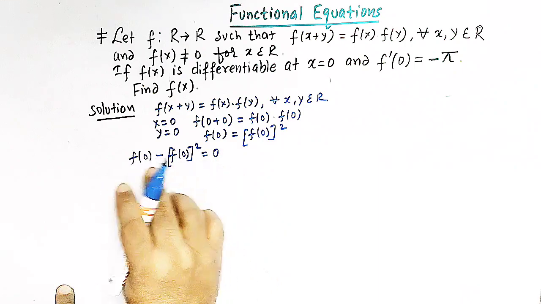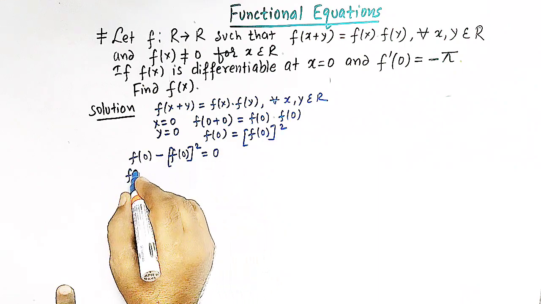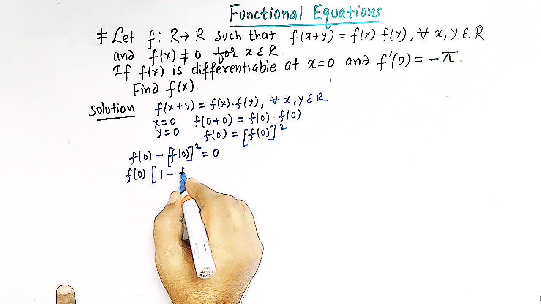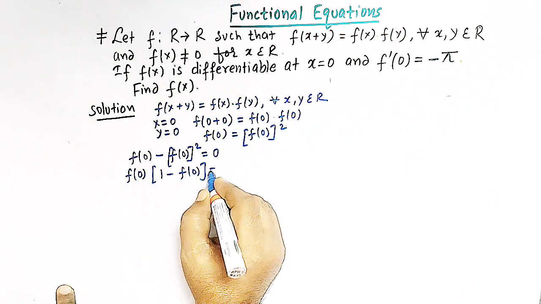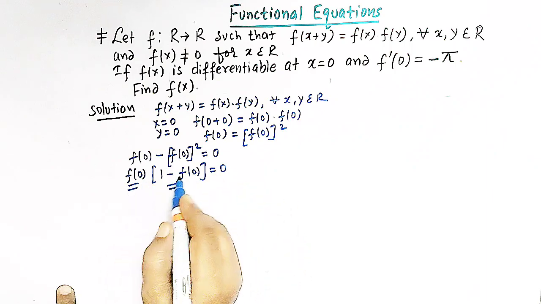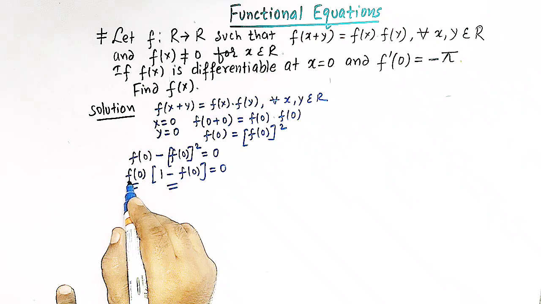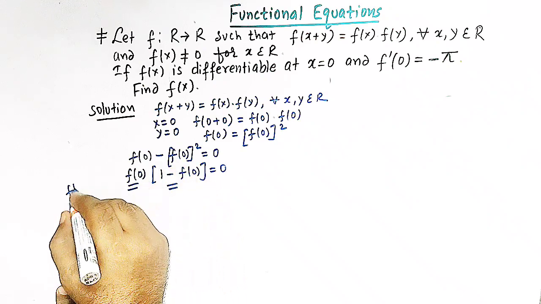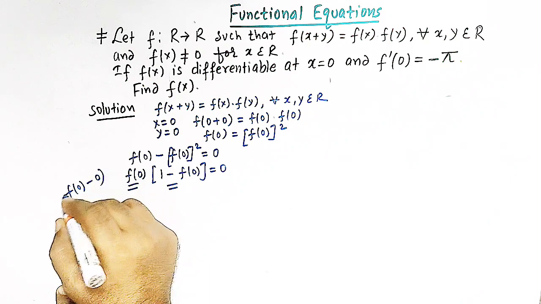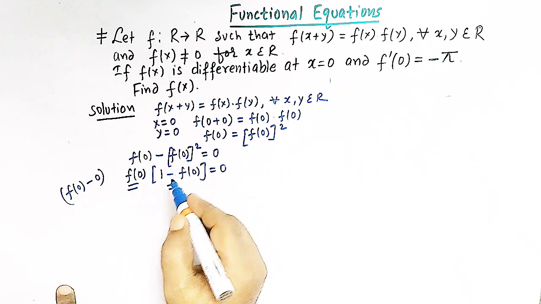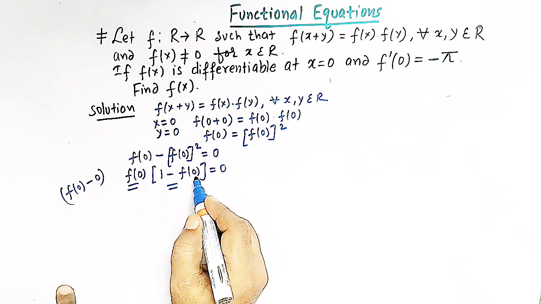Now we have an equation here. So let us take f of 0 common. So we have f of 0 times 1 minus f of 0. And here we can see that we have two factors. The first one is f of 0 minus 0, because we can take f of 0 as f of 0 minus 0, and the second factor is 1 minus f of 0.